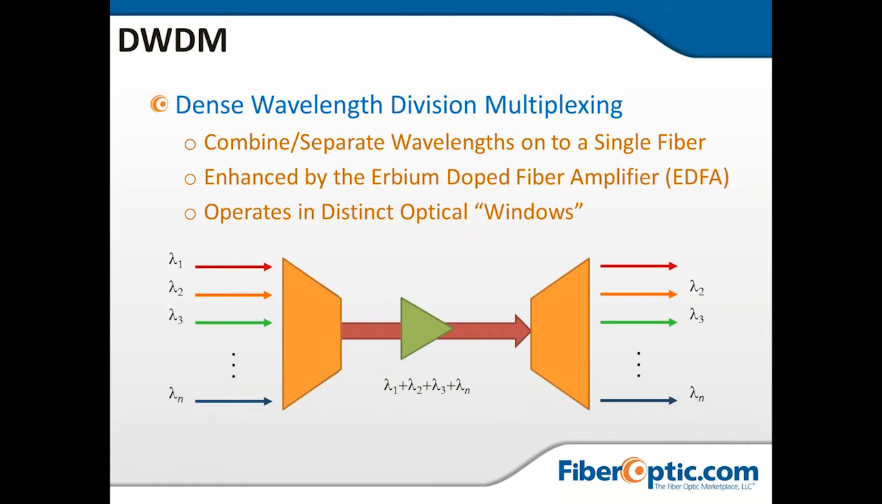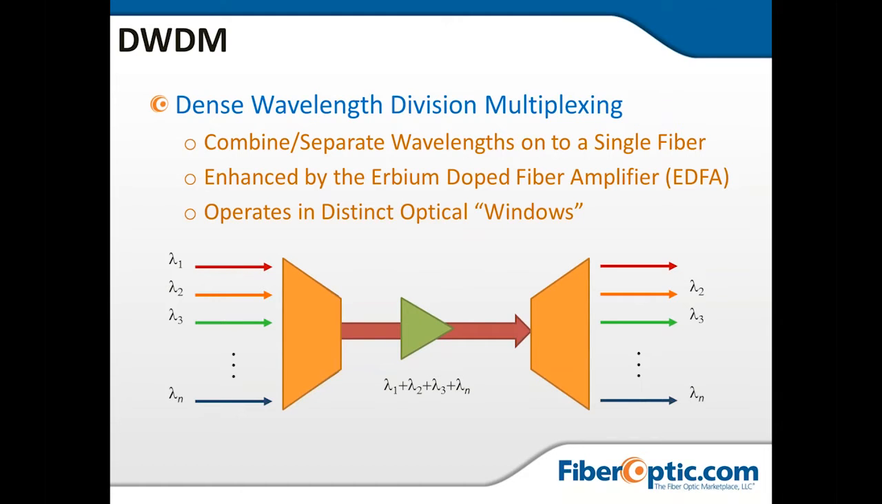But then we came out with dense wavelength division multiplexing. This allows us to combine multiple wavelengths onto a single fiber and take them apart on the other end, with erbium-doped fiber amplifiers to allow us to push it further. We are now able to cram a whole lot more information onto that single piece of glass. But the signals are getting very close together. And therein lies one of our issues.